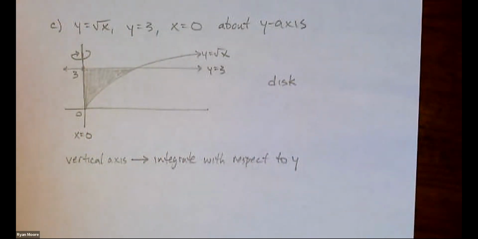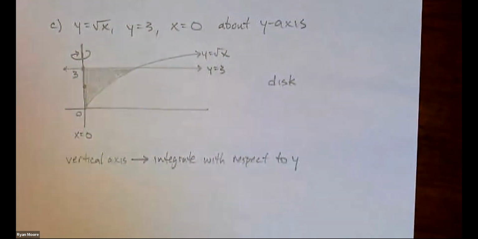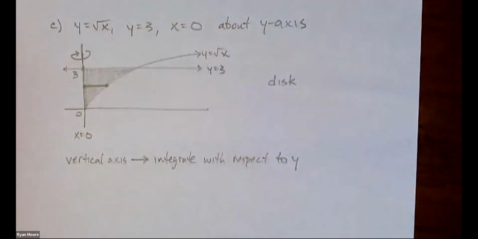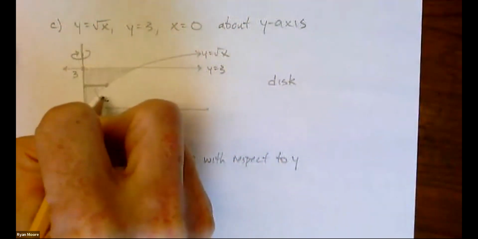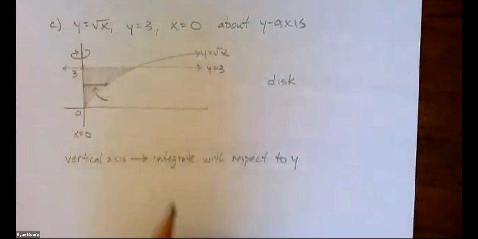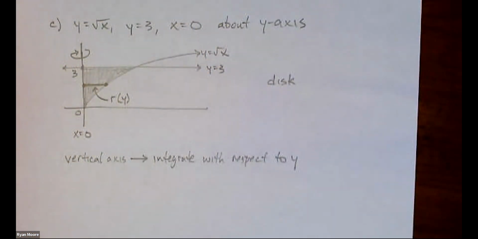What does that mean for the radius? To draw the radius, start on the axis and then move perpendicular. So we move across this way. There's our radius. But if we're doing this with respect to y, we need to think of this as r of y. All the functions are functions of y now. What does that imply?